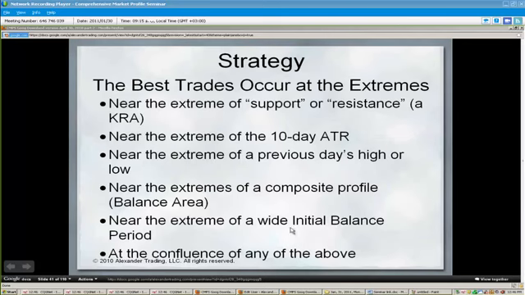So this is a good little template for you to print out, maybe. It will be in your manual.